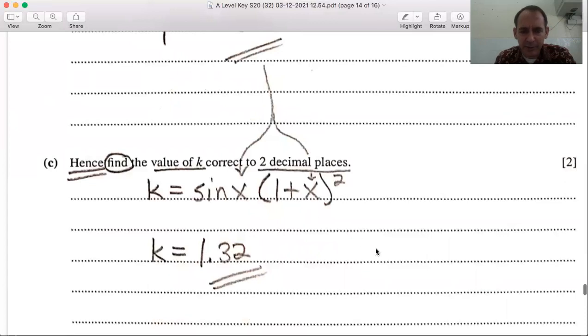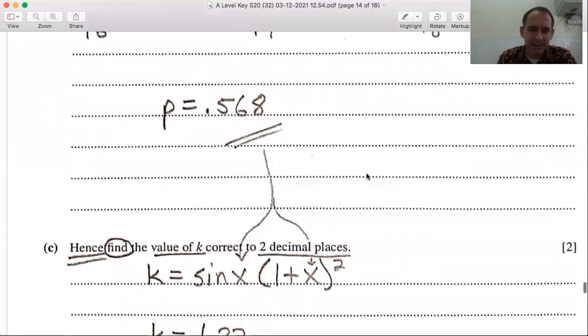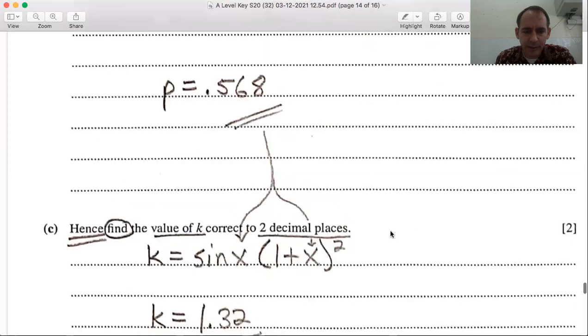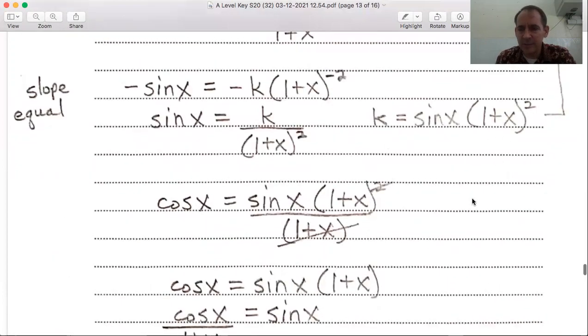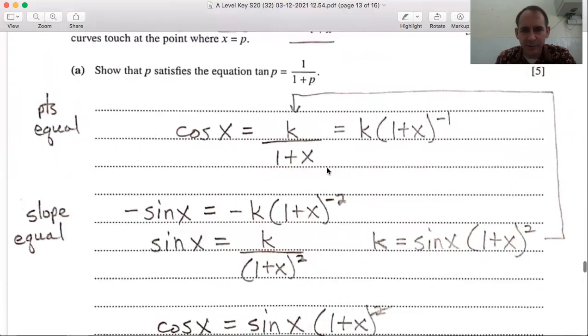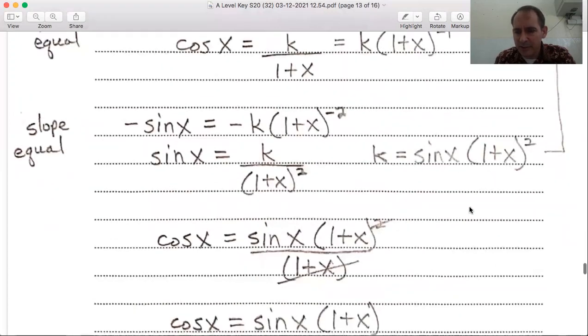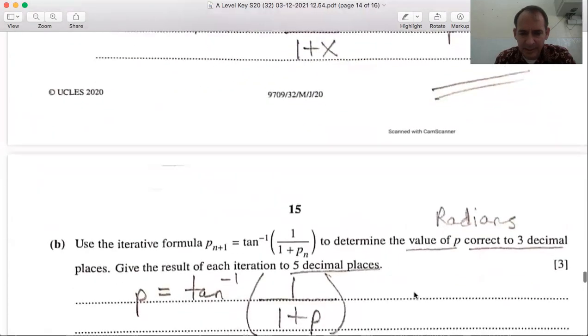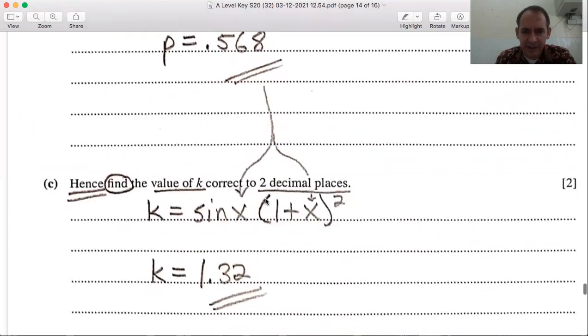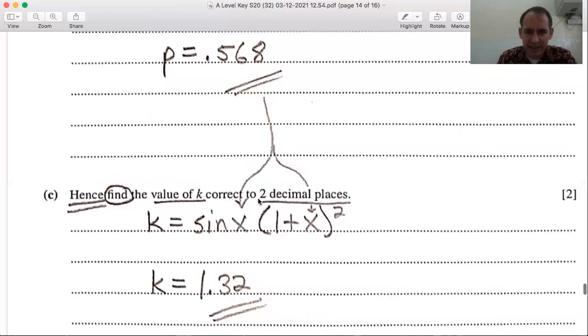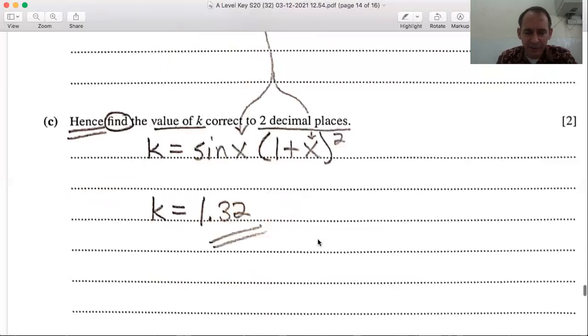Hence, find the value of k correct to 2 decimal places. So this value of p is what we have in here for our k equals. Remember, our x equals p. So we plug in the value of p for that k expression. K equals sine x times 1 plus x squared. Plugging in the 0.568 for the x's, comes out to k equals 1.32.